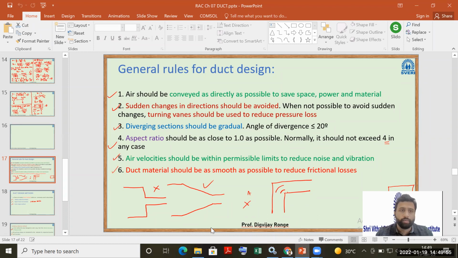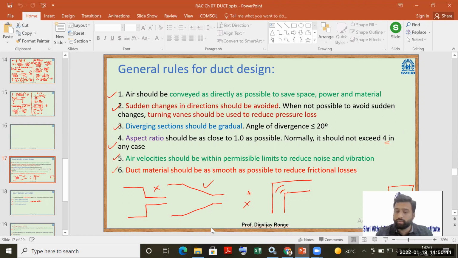So RAC is the subject that can decrease your marks. Remember, other subjects will give you good grades. But when it comes to RAC, it requires understanding. If your understanding is not good, then your marks will be reduced.